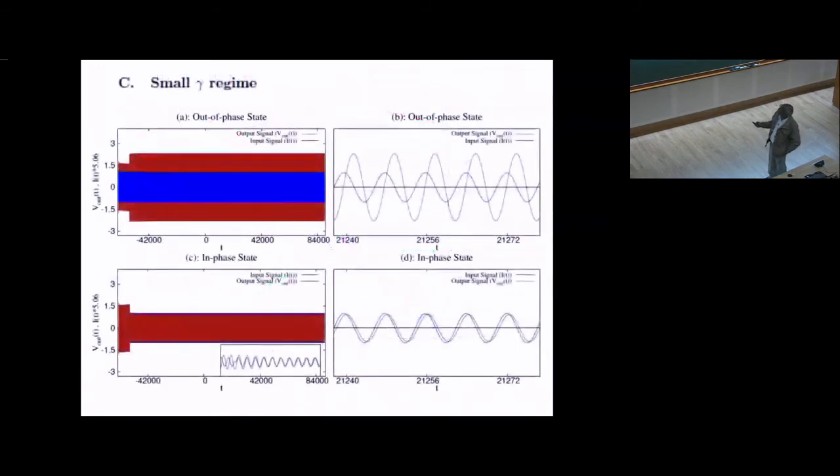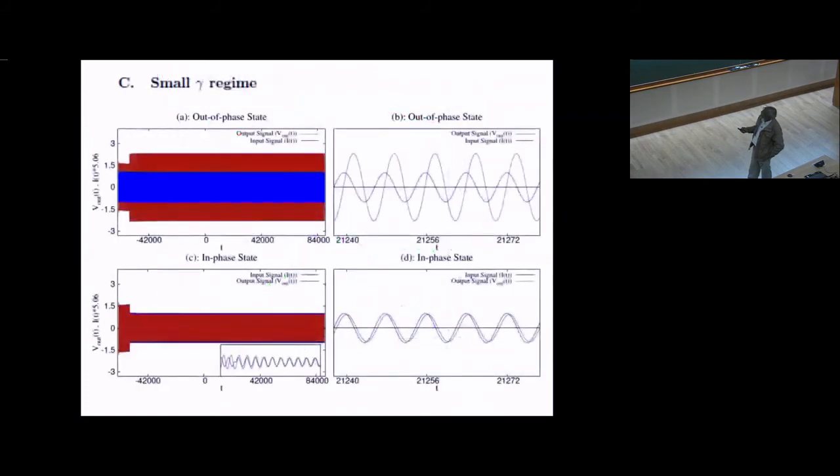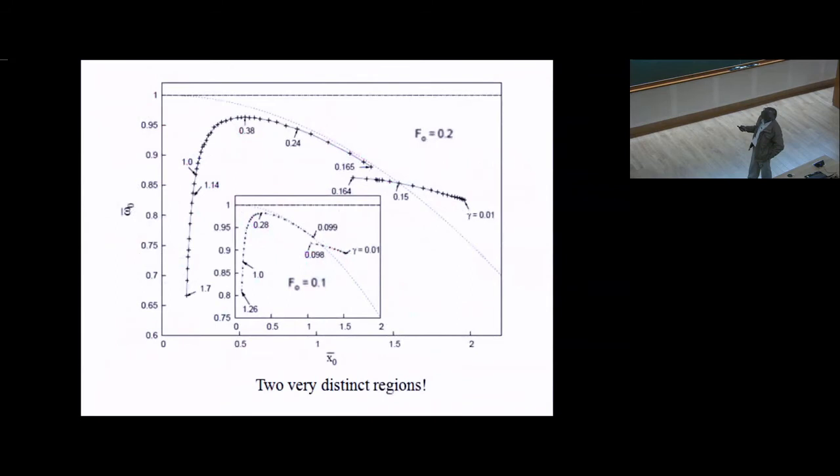This is for a very large gamma value, where the rise is very rapid. However, the explanation of this part is completely different from that.